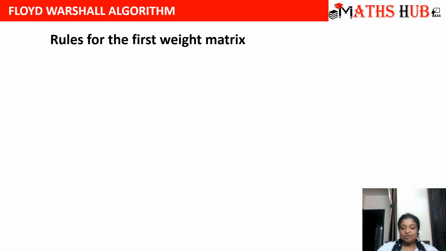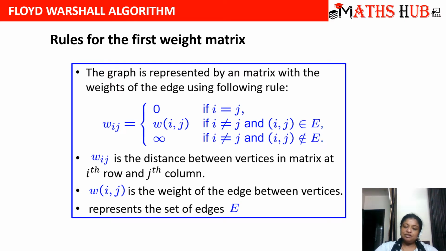Now, how does this algorithm work? What are the rules for the first weight matrix? In every step we are going to develop a weight matrix, and there are certain steps for how it is developed. You will always find that the graph will have weights. If the two vertices are the same, then the weight will be 0. If the two vertices are different from each other, that means the indices i and j are different, it will have a certain weight wij. And if there is no connectivity between i and j, then the weight stands as infinity.